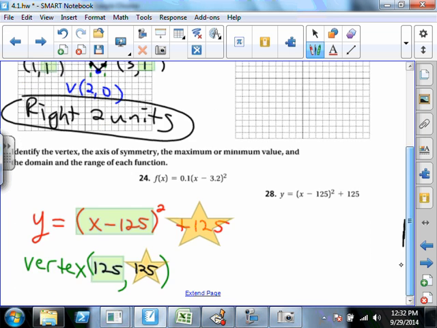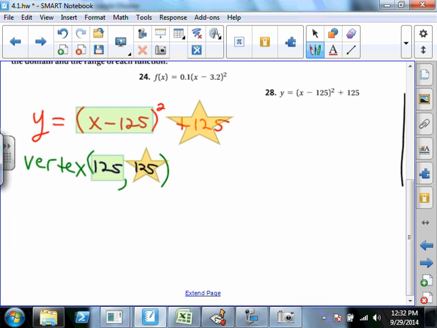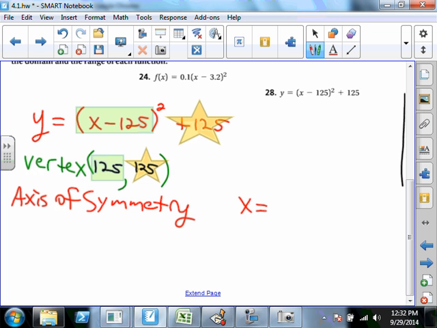Back to number 28. They're asking us for the axis of symmetry. It's going to be the equation of a vertical line that goes through the vertex. What do we got? x equals 125 is right. Now, which 125 are you referring to? The x-coordinate of the vertex or the y-coordinate of the vertex? Yes, this comes from the x-coordinate of the vertex. Good. So that 125 here is from the x-coordinate of the vertex. Hopefully everybody is down with that. Okay?